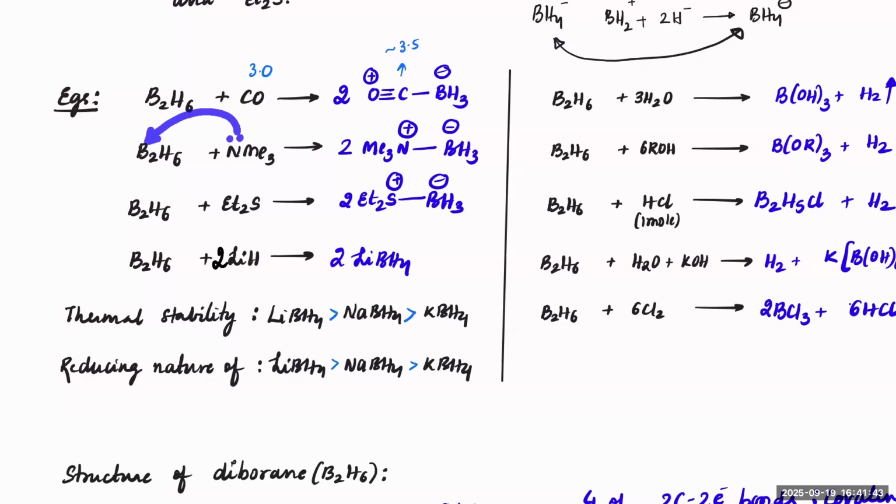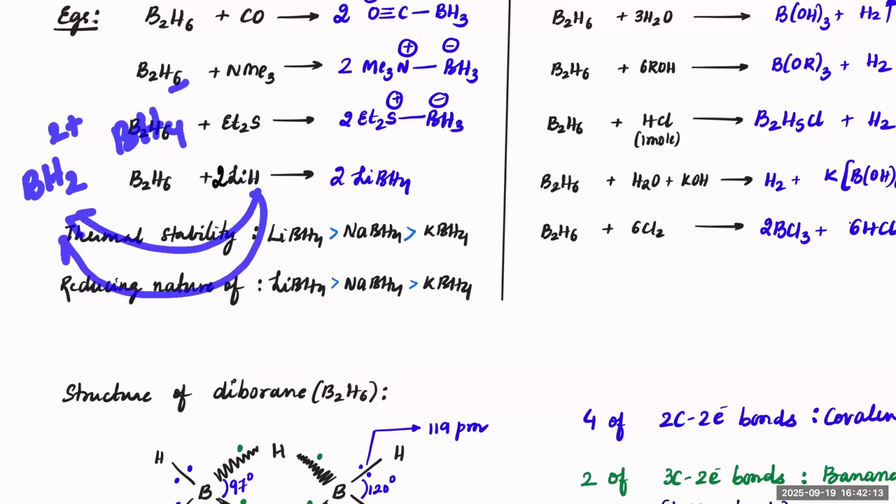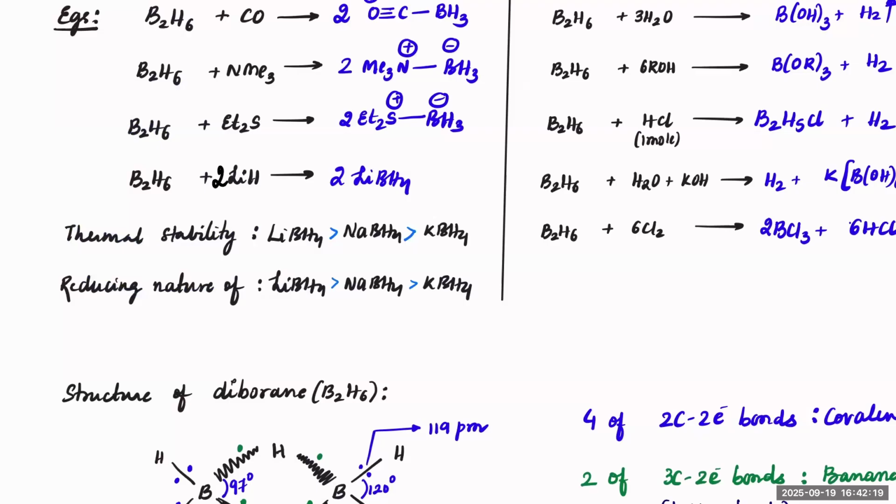The lone pair on nitrogen attacks here. You can get 2 moles of BH3. In the same way, sulfur attacks here and you can get 2 moles of this. Now, H minus attacks. H minus is a very small and strong base, so this will give an unsymmetrical cleavage. You can imagine it like this: BH2 2 plus and BH4 minus. The BH2 2 plus will combine with hydrogens, making 2 moles of BH4 minus. One BH4 minus is already formed and two more H minus will connect here, so it makes LiBH4.